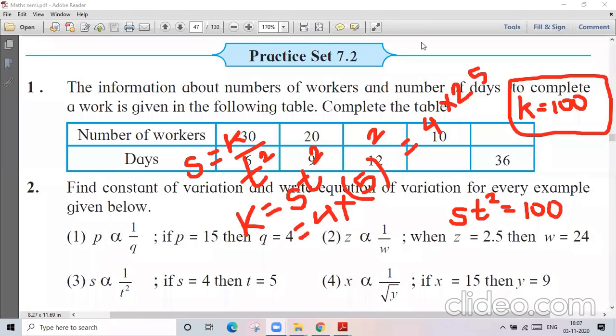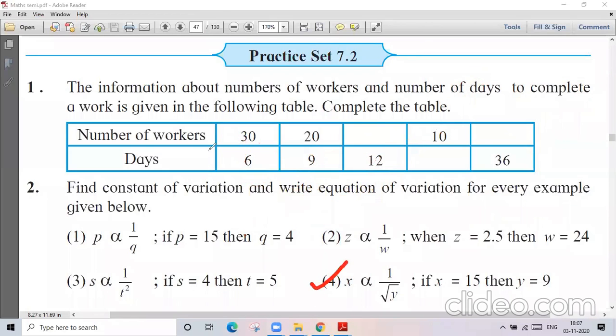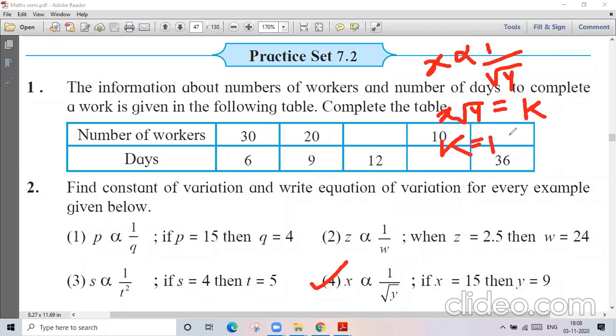चला पुढचं बघूया. हे जे तुम्हाला स्क्वेअर रूट आहे लक्षात घ्या. So x is inversely proportional to 1 upon square root y. So x root y is equal to k. The value टाका. X is what? X की तुमच्याकडे 15. X is 15.